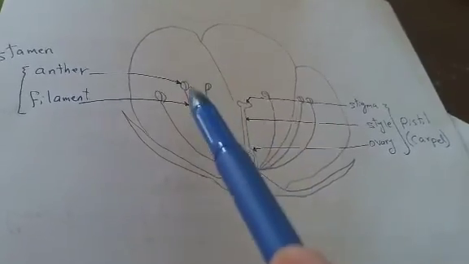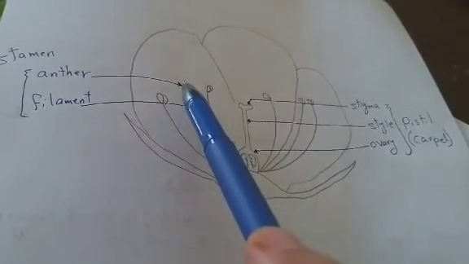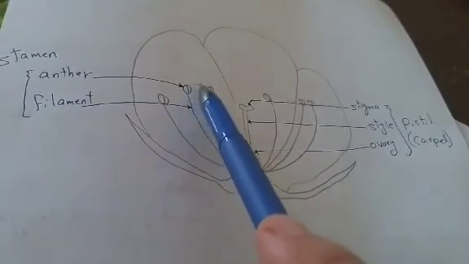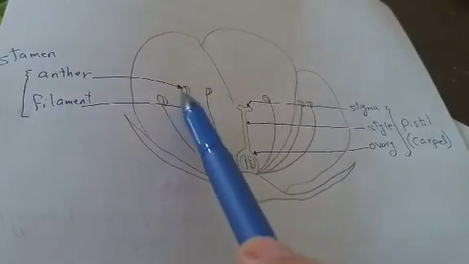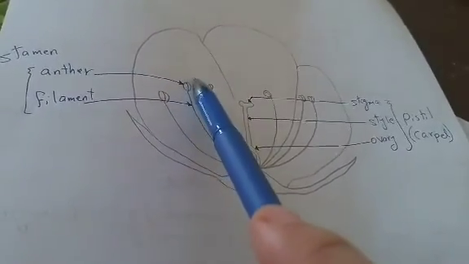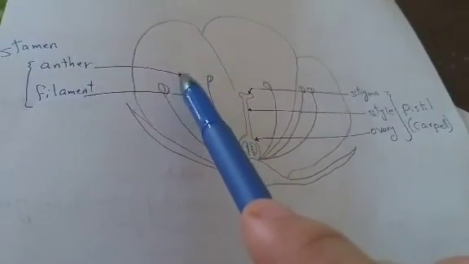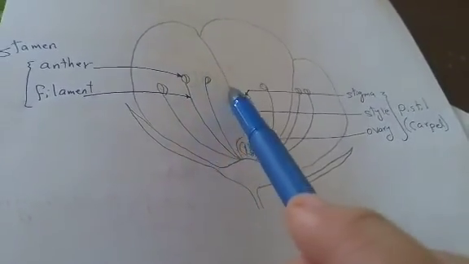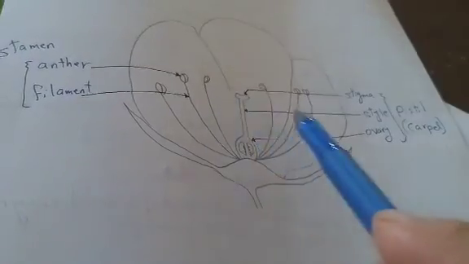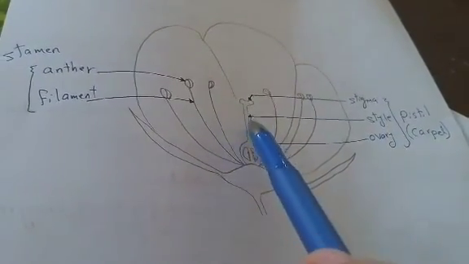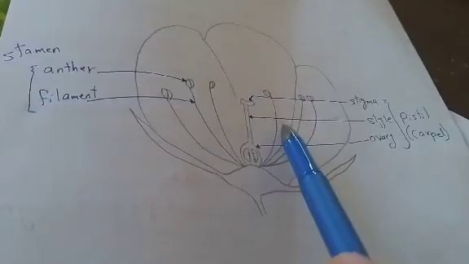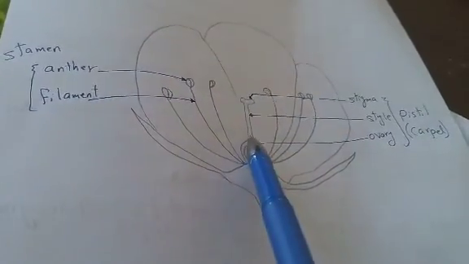Self-pollinated means that the pollen grains come out from the anther, the male part, and the pollen grains are the male gametes. They come out from the anther and pollinate the stigma, the female part, in the same flower. So this plant is self-pollinated.